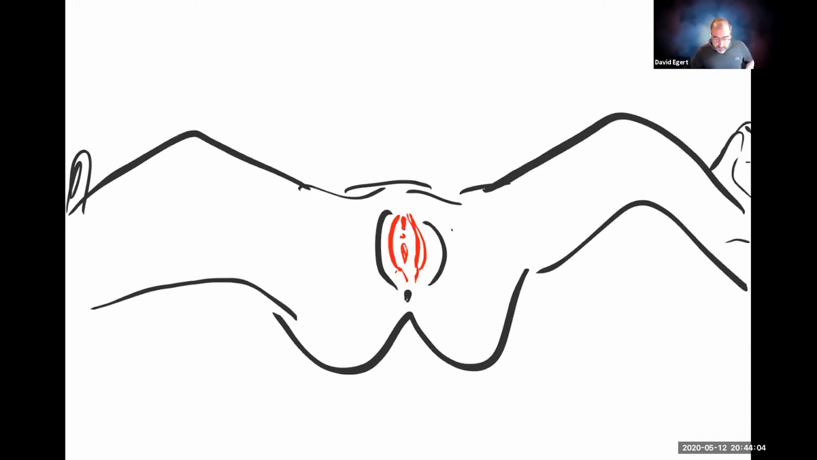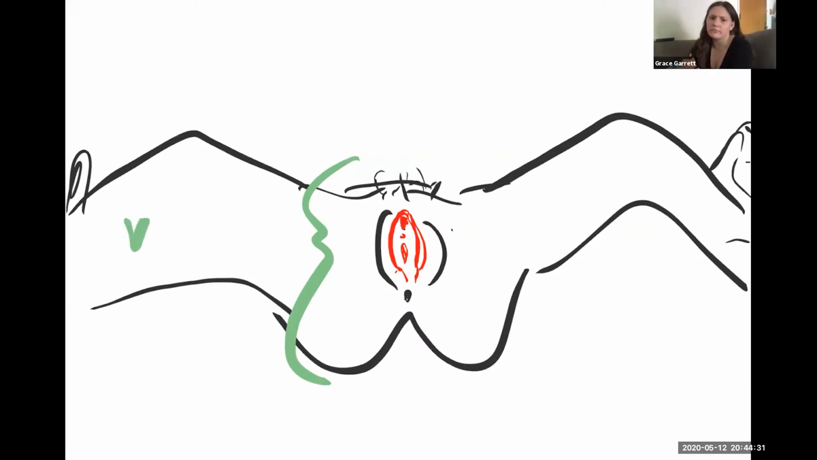All right, so this is supposed to be, you the guy, some pubic hair. This is supposed to be the external genitalia. What is the overall term for external female genitalia? Vulva. The vulva.